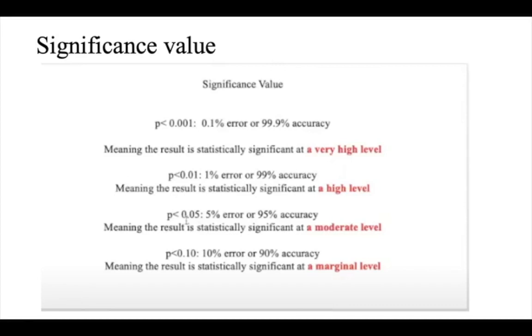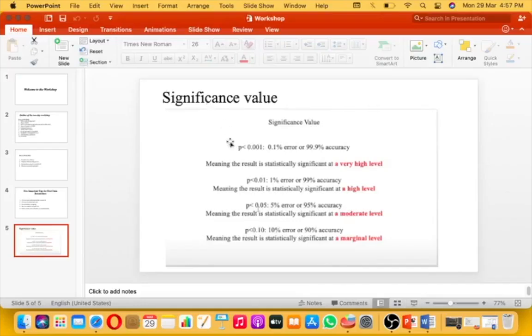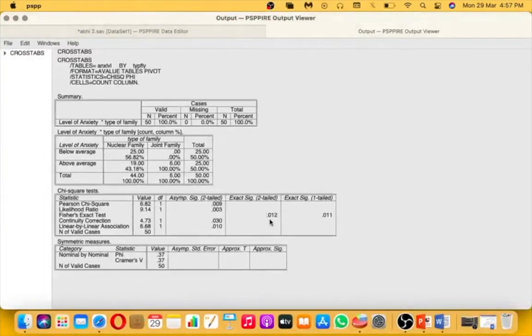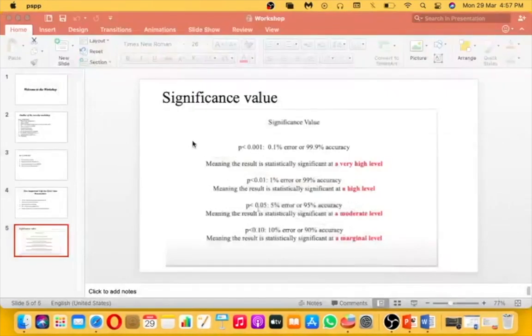If p is less than, what is p? This, I am thinking, p is the probability value, the p value. The p value is this one. You see the significance, 0.012, that one. If that is less than 0.001, which means that there is 0.1% error or 99% accuracy. In that case, we say that the result is statistically significant at a very high level.